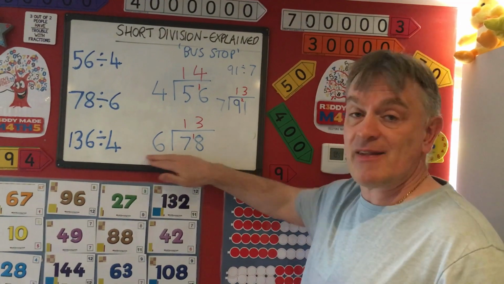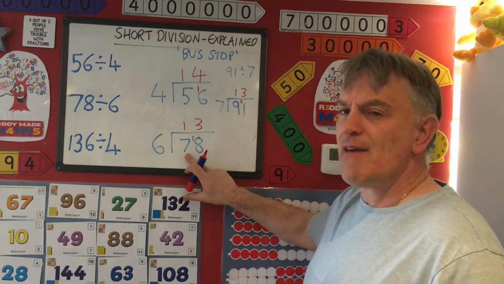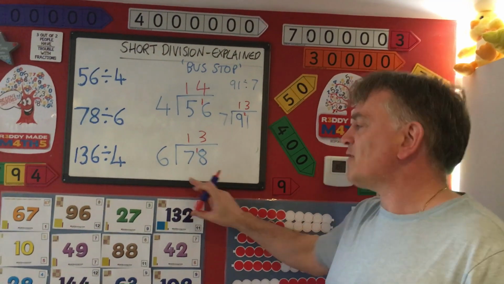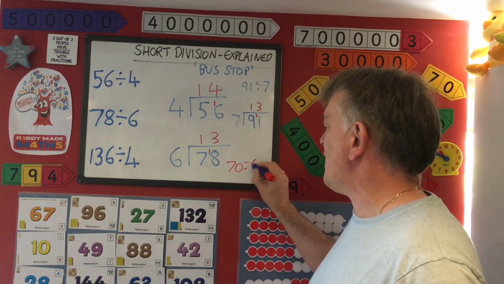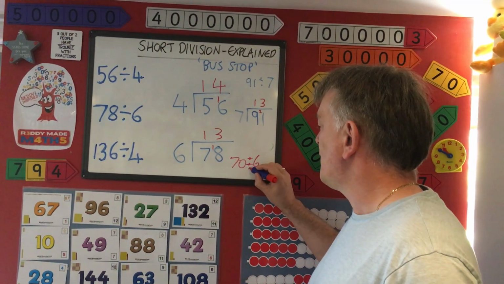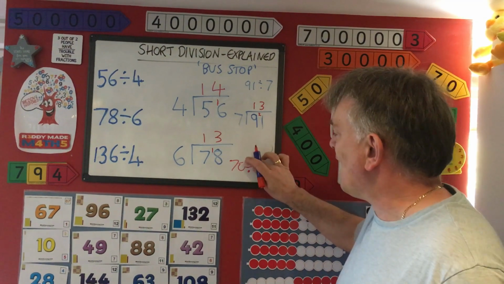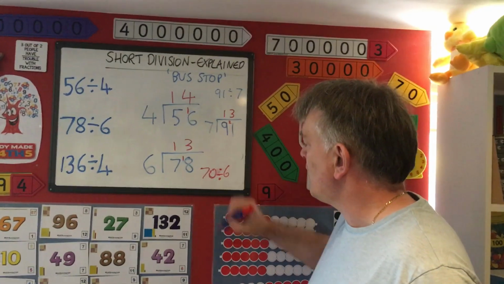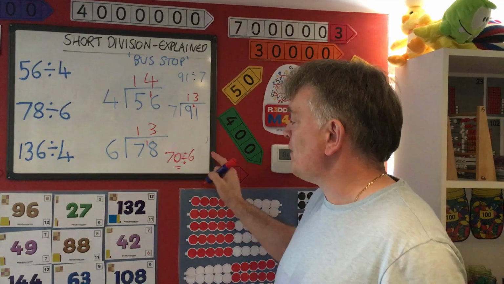Again, if we're to look at this same example here, how many 6s in 7? Well, that's actually 70. If I said to a child, 70 divided by 6, what's the answer? Well, written like that, 70 divided by 6, the answer is, how many 6s in 70?